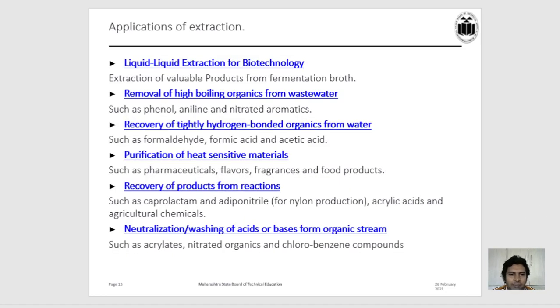Now look at the applications of liquid extraction: biotechnology, extraction of valuable products from fermentation broth, then removal of high boiling organics from wastewater such as phenol, aniline and nitrated aromatics, recovery of tightly hydrogen bonded organics from water such as formaldehyde, formic acid and acetic acid, purification of heat sensitive materials such as pharmaceuticals, flavors, fragrances and food products, recovery of products from reactions such as caprolactam, adiponitrile, acrylic acid and agricultural chemicals, neutralization or washing of acids or bases from organic streams such as acrylates, nitrated organics and chlorobenzene compounds.